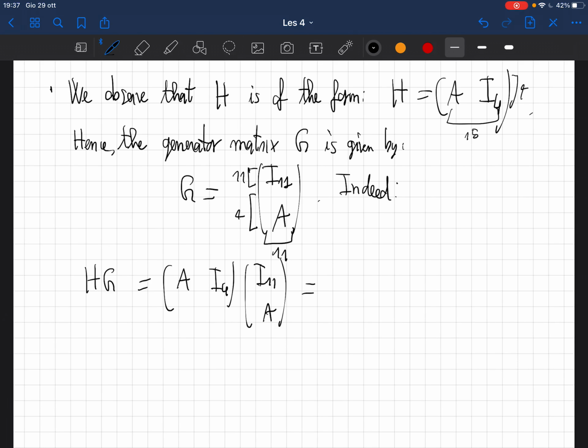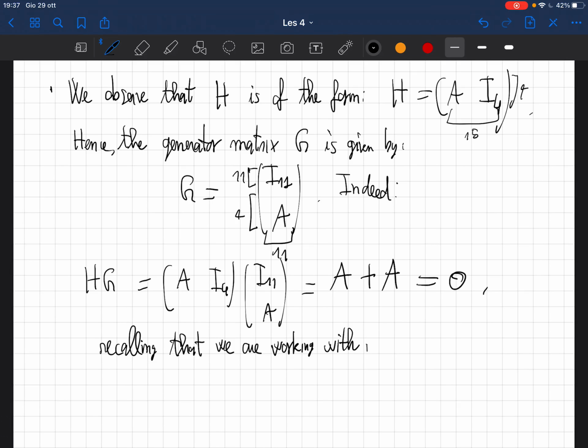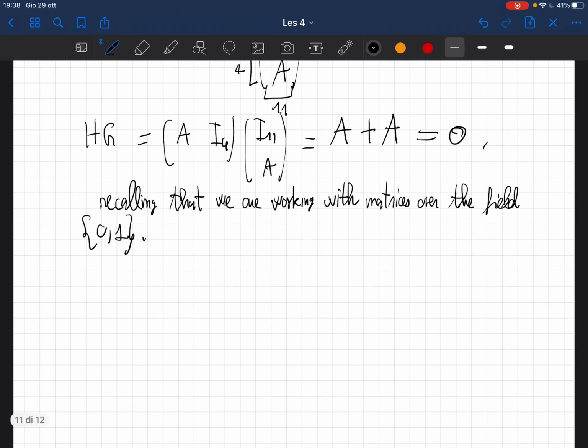Yes, it should be okay. Yes. It's A minus A plus A, which is 0. Recalling that we are working with matrices over the field, the finite field 0, 1.